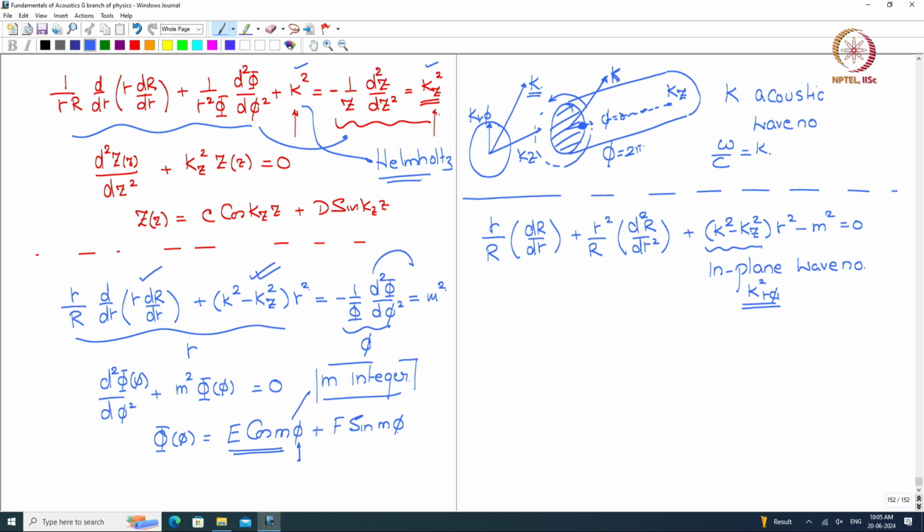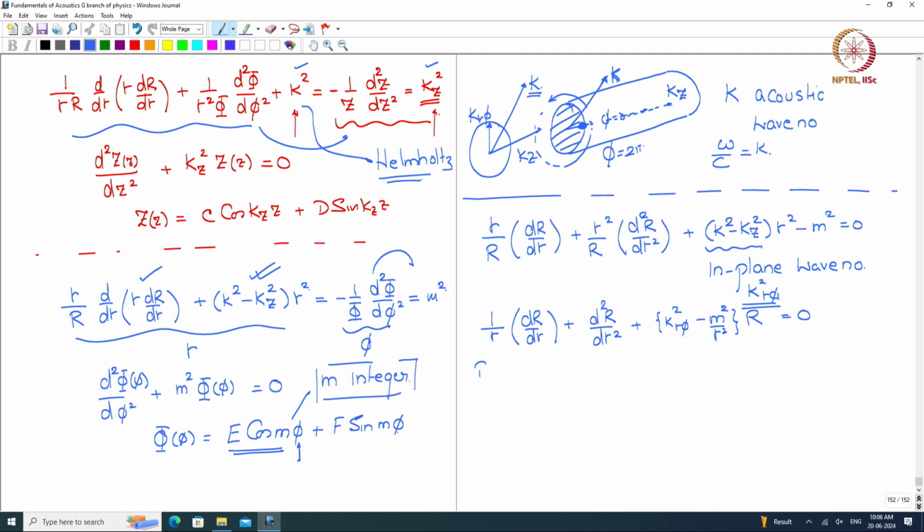Okay. So now what do we have here? We will rearrange this. We have 1 over r dR by dr plus d2R by dr square plus k square r phi minus m square by r square into R equal to 0.